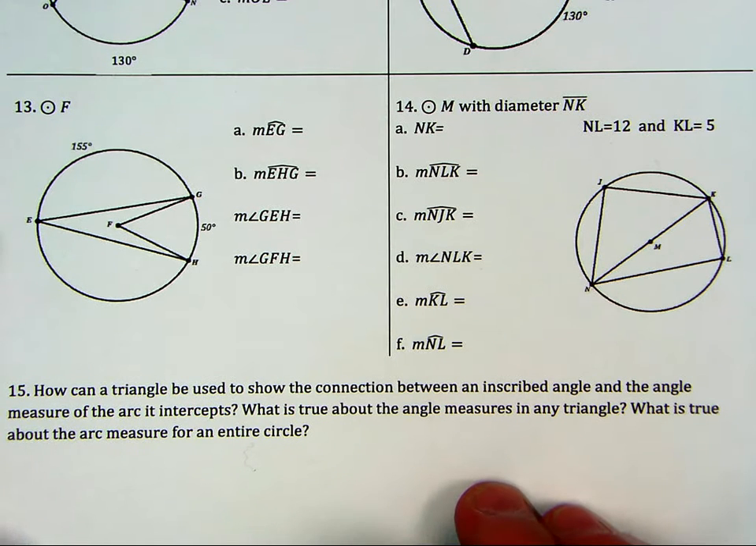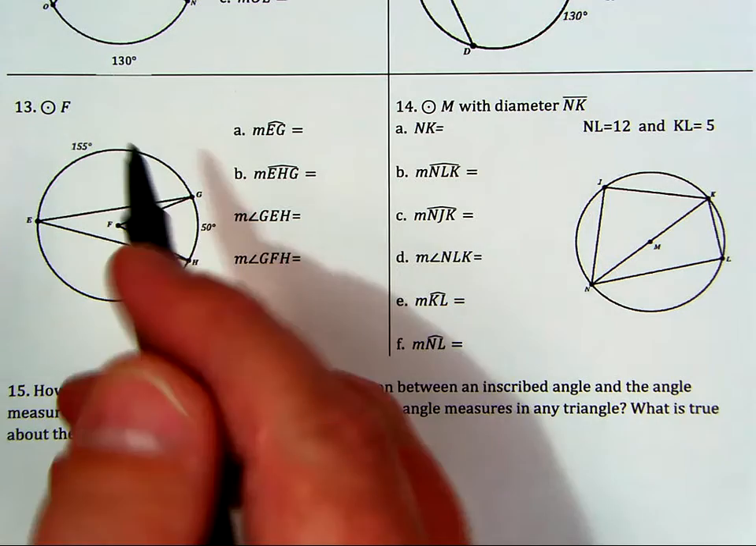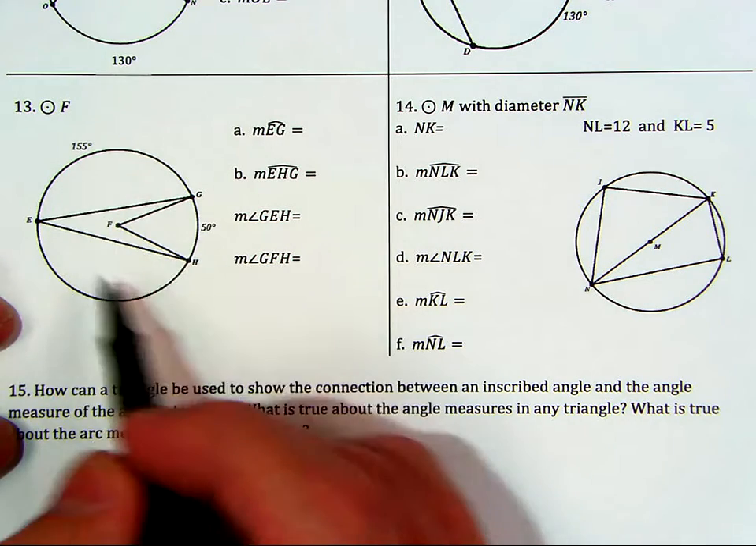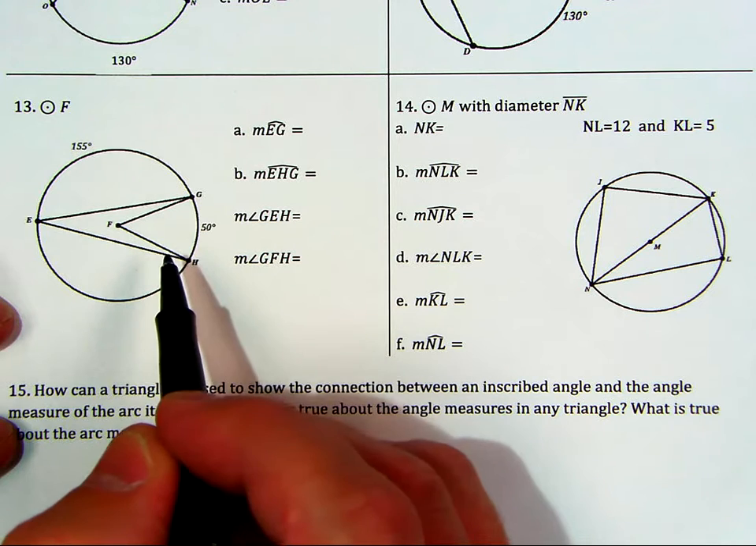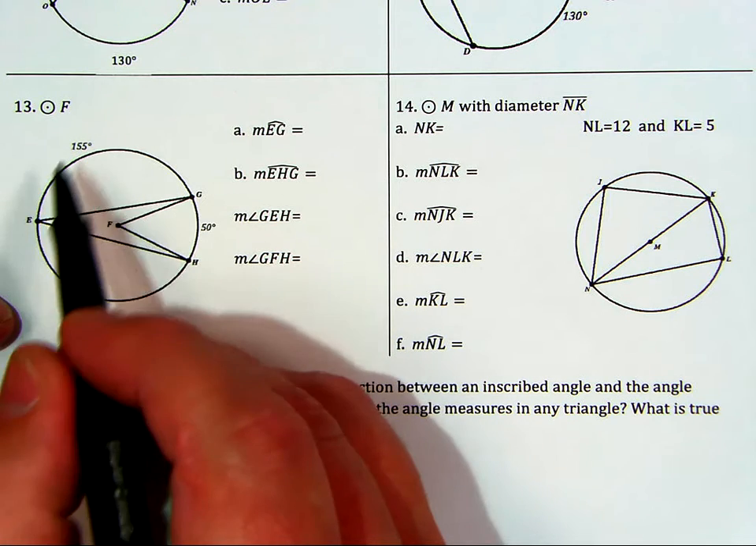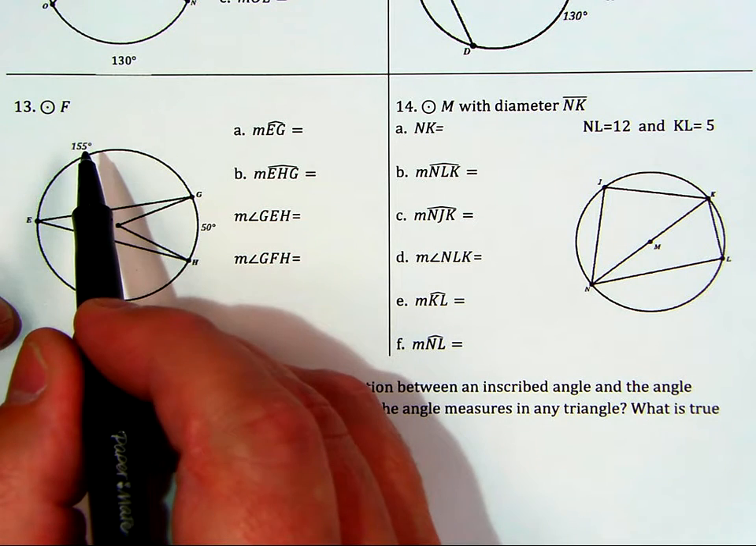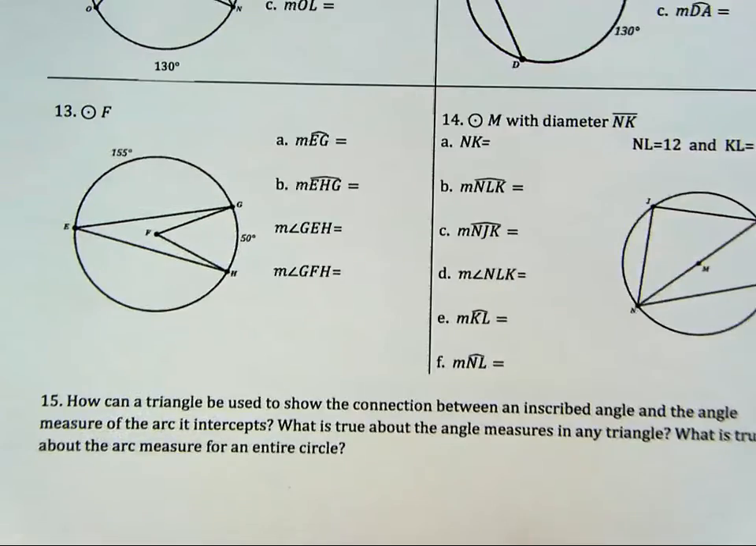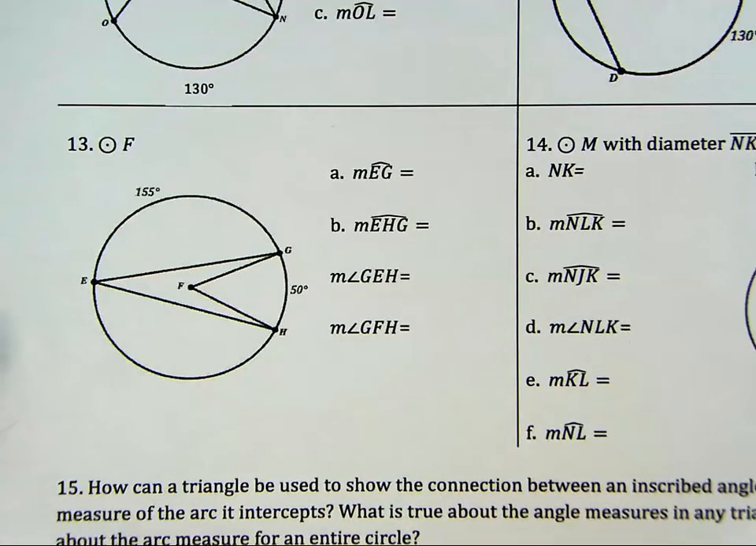Okay, here we are on the Math 2 Module 7. This is 7.3, the set problem's number 13. The problem gives us this drawing right here, where we have a couple of angles inside the circle. This arc around is measured at 155, and this one is measured at 50. So we need to answer these questions, and if you guys could help me out, I would be much appreciative.